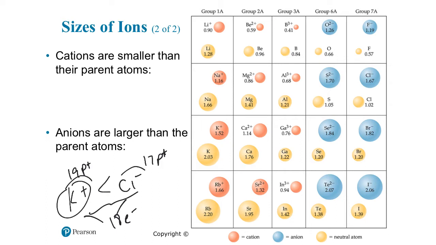So K+ ends up being smaller than Cl-, despite the fact that chlorine as an uncharged atom would be smaller than an uncharged atom of potassium, using our general left to right trends for atomic size whenever their charges are exactly the same as each other.